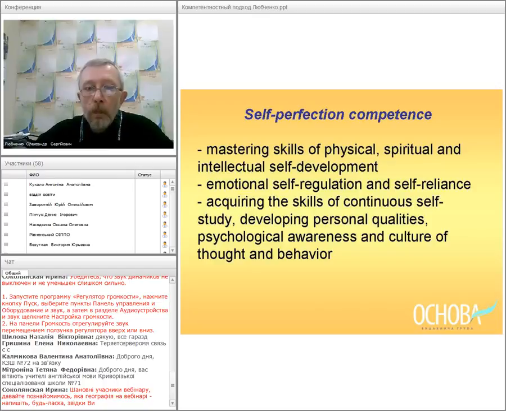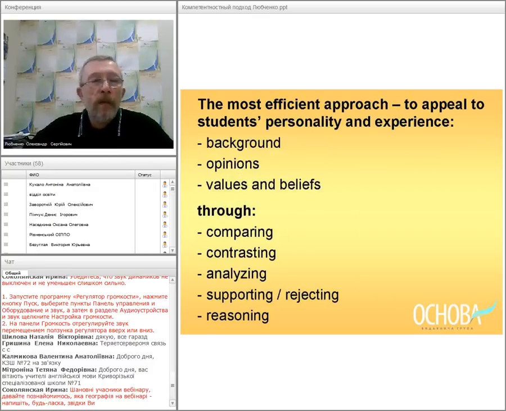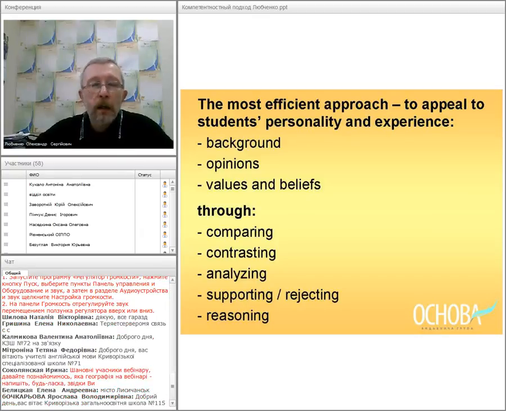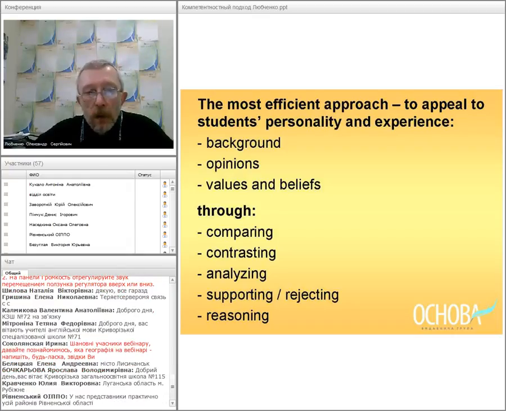The next one we're going to talk about, because we're pressed for time, please have a look. We believe that the most efficient approach in this is referring to students' personal background, their personality. We must appeal to their personalities first, otherwise we won't be successful. And we have to elicit their opinions, their values and beliefs, and what's more, we have to respect both opinions and beliefs, even if they do not correspond to what we personally believe as teachers. Only in that case can we elicit something from our students.